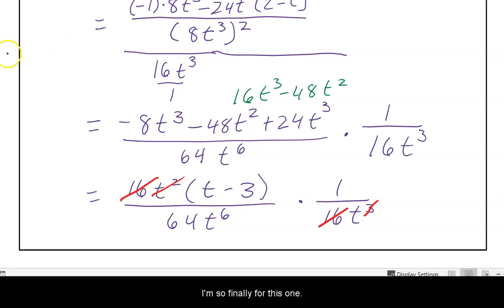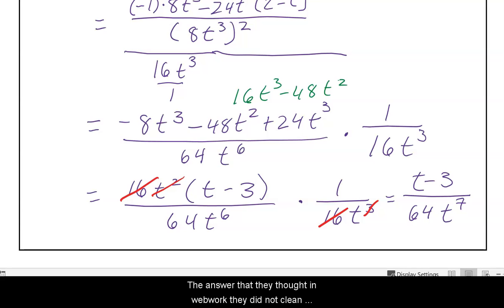And so finally for this one, that would give me t minus 3 in the numerator divided by 64t to the 7th, I believe is what I've got. And the answer that they've got in WebWork, they did not clean it up at all. It's really disastrous, but my version is better. This is the reduced form of the solution. And that's what you would get for the second derivative.